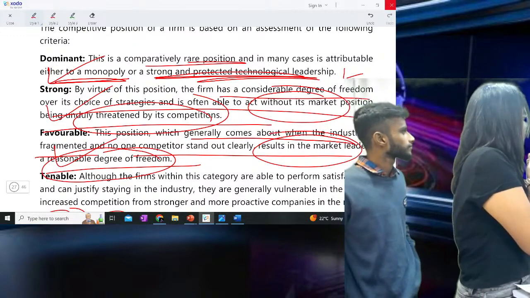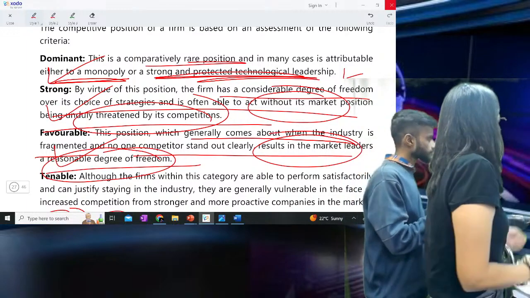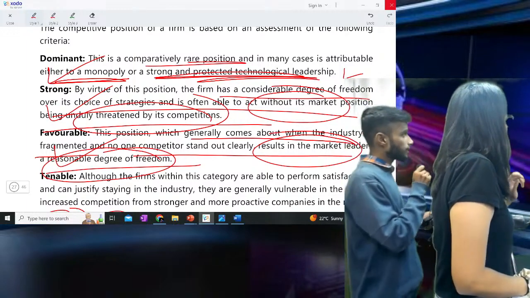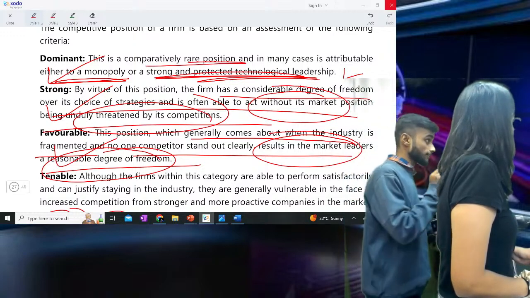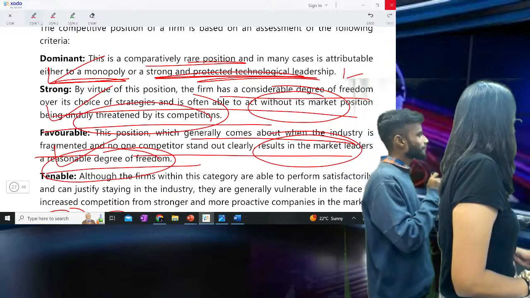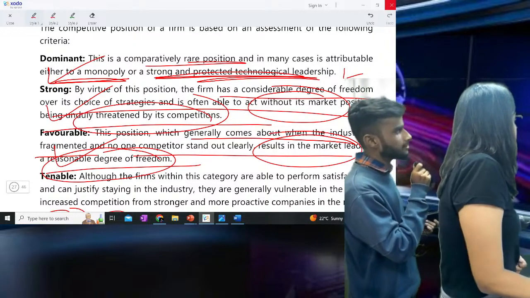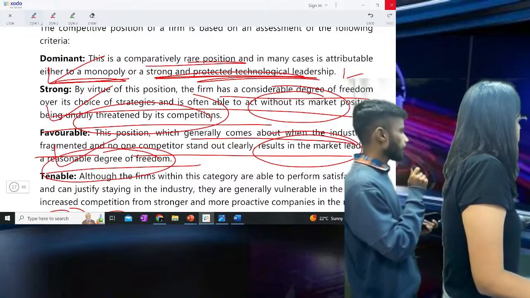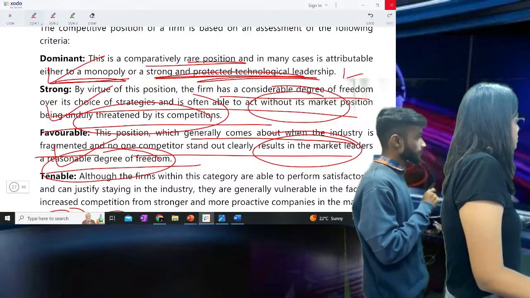Strong. 1, 2, 3, start. Read. By virtue of. No, you say your name. Rangnath. Rangnath, clip the mic very near. By virtue of this position, the firm has a considerable degree of freedom over its choice. Matlab, it can make its own strategy without being affected by others.